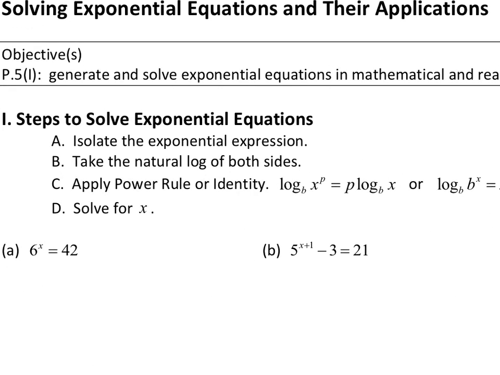We're going to isolate first the exponential expression, which means we want either b to the x by itself on the right-hand side or the left-hand side of the equal sign. So as much as we can isolate it, we're going to isolate it. Then we're going to take the natural log of both sides. So put ln of both sides. Then we're going to apply the power rule or identity.